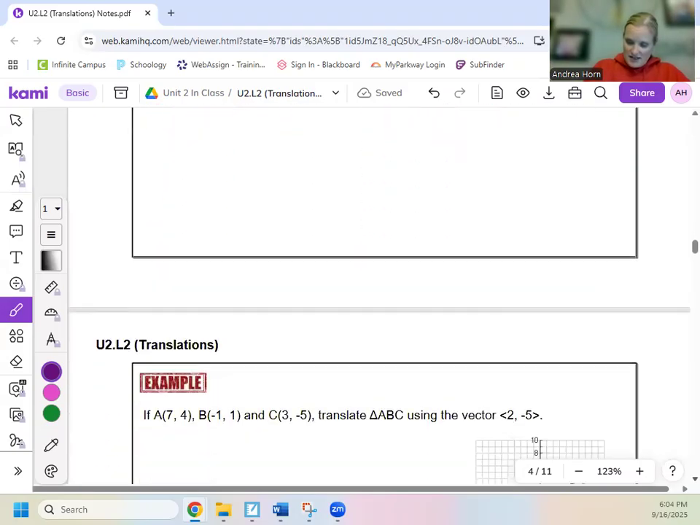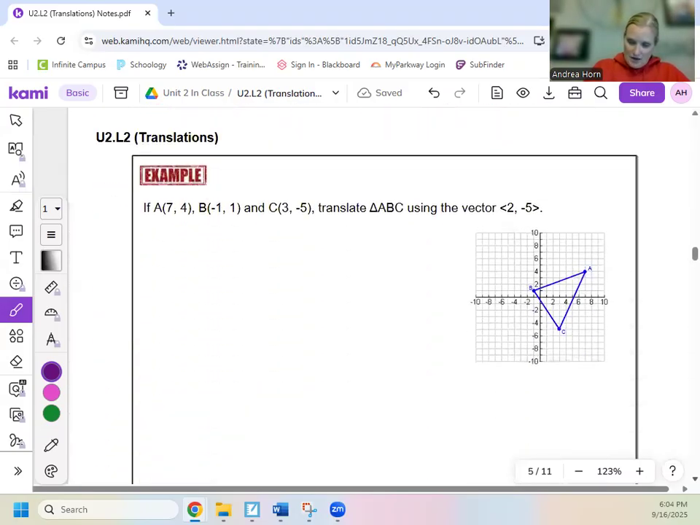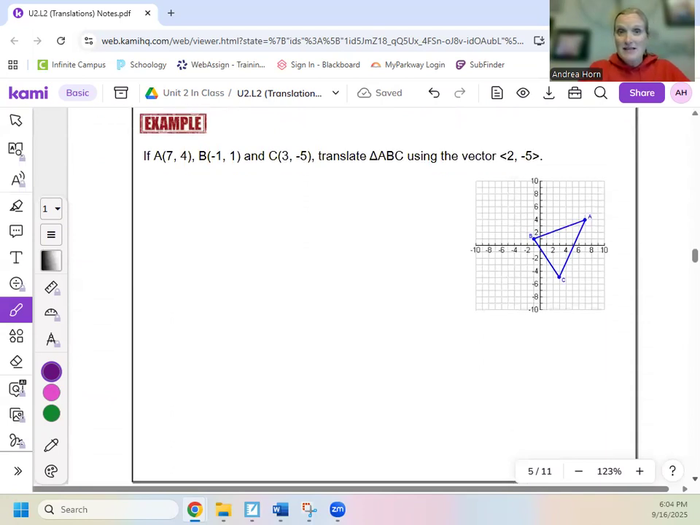So on our first example, I want you to take a second. I want you to pause the video and try this example by yourself or with your table partner if you guys are pacing together on the video. Okay, so pause and try this example in your notes.